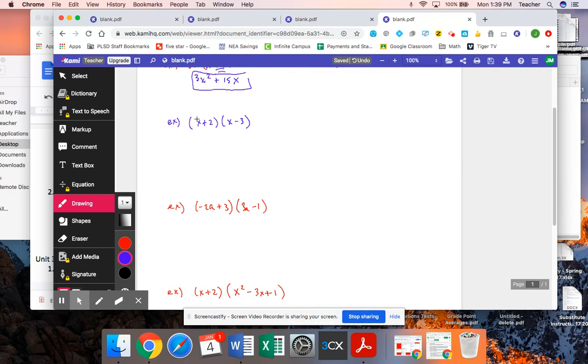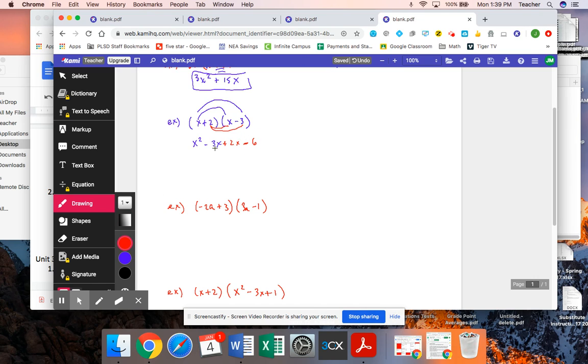Here, we're going to distribute the x first to both, and then we're going to distribute the 2 to both. All right, let's do the blue. X times x is x squared, and then x times negative 3 is negative 3x. Now let's shift down to the red. Positive 2 times x is a positive 2x. And then a positive 2 times a negative 3 is a negative 6.